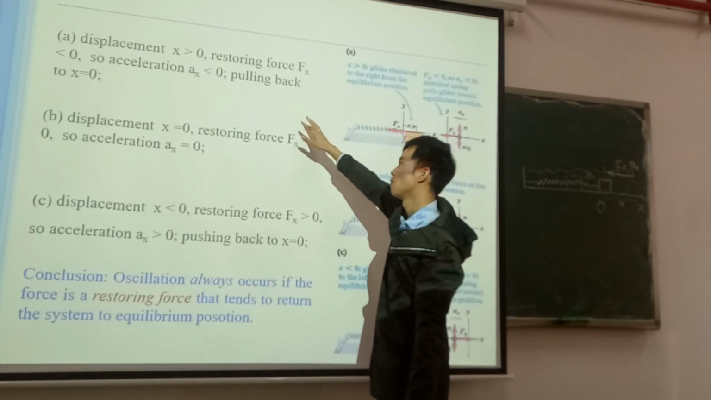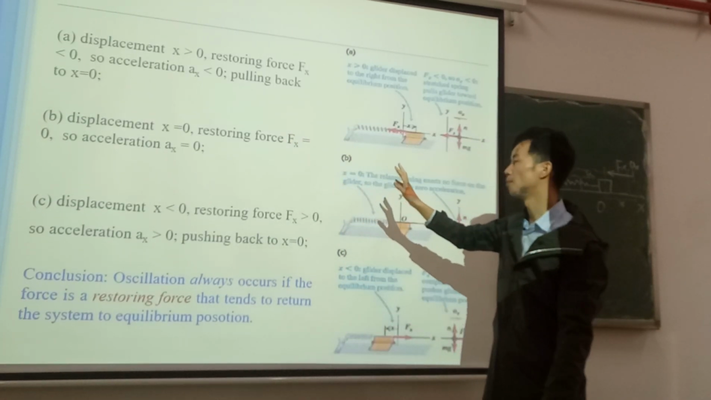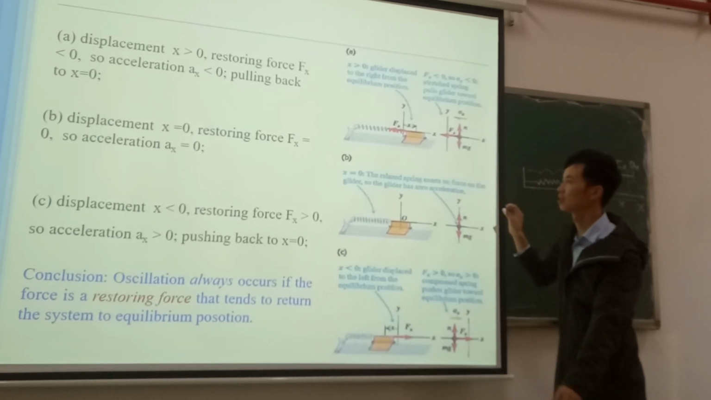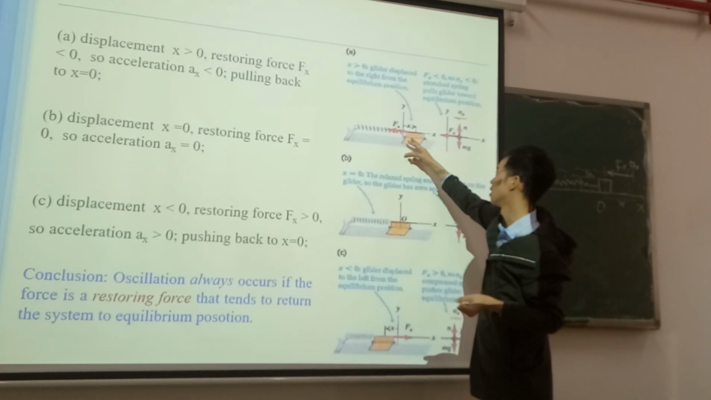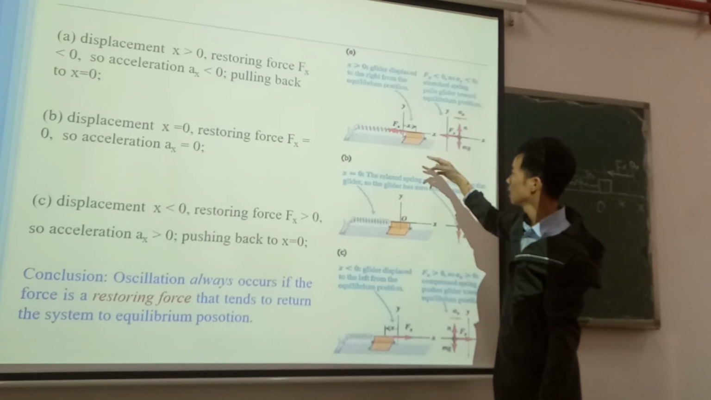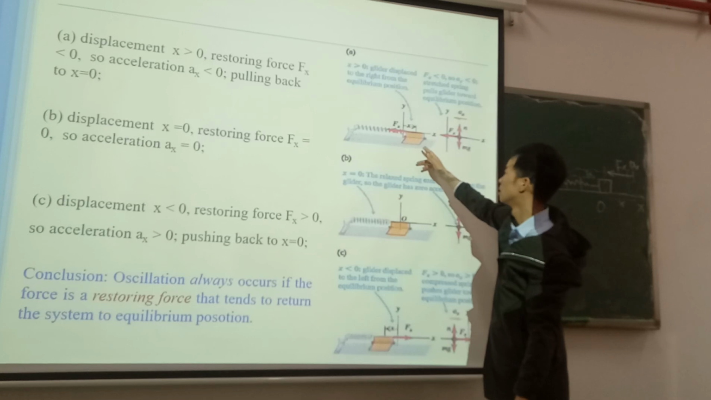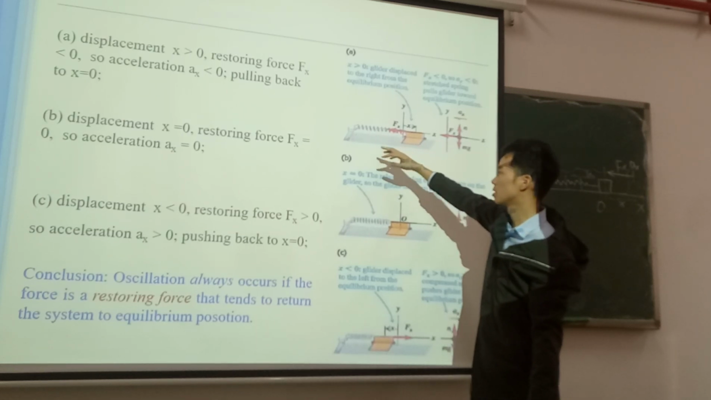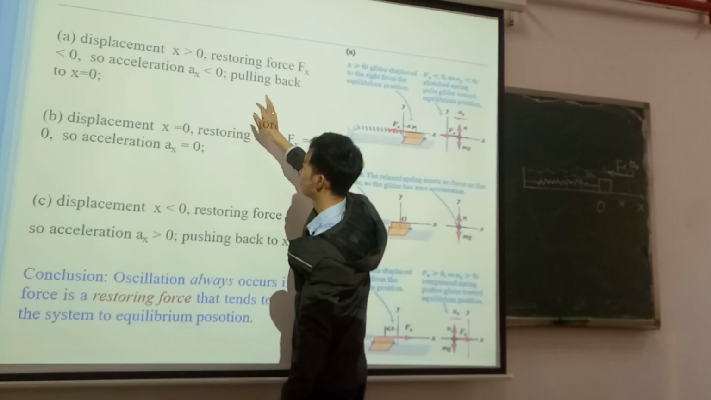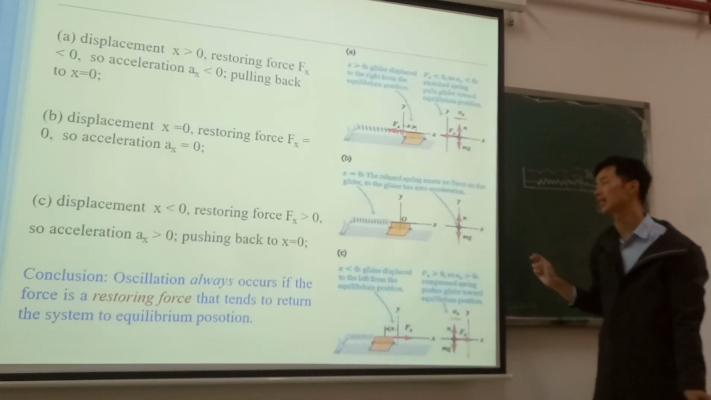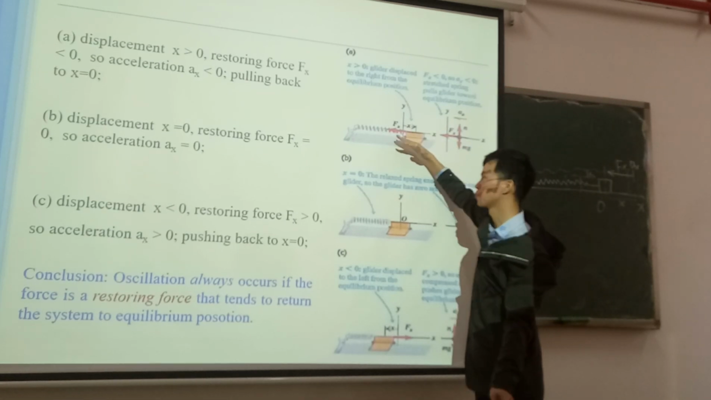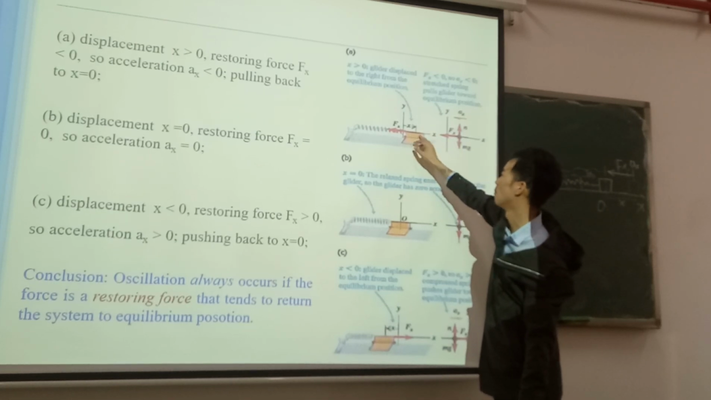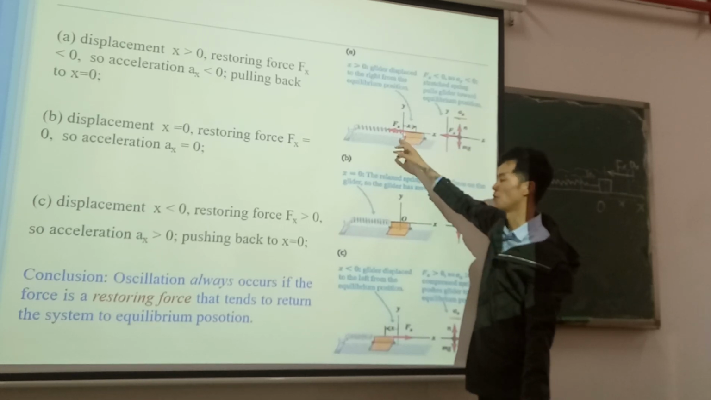So the first one, when the displacement x is larger than 0, is positive. The positive means if we take the right as the positive direction. So the displacement is positive means the body is moved toward the right hand. So the body moves to the right hand, then the force exerted by the spring is to the left, and so the restoring force Fx is negative. The force is negative means the acceleration is negative. So the acceleration is pointing to the left hand, and finally we are pulling the body back to the equilibrium position, or back to x equal to 0.